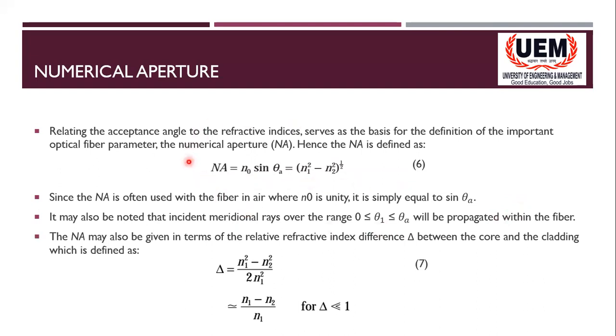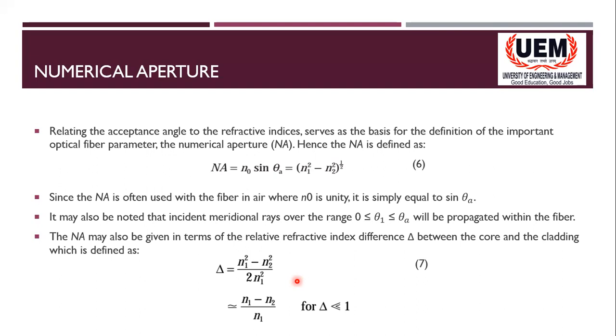From numerical aperture, we can also take another parameter which is known as delta, which is known as the relative refractive index. So we can calculate this from here also. This is the relative refractive index, which is defined by the refractive index of the core and cladding.